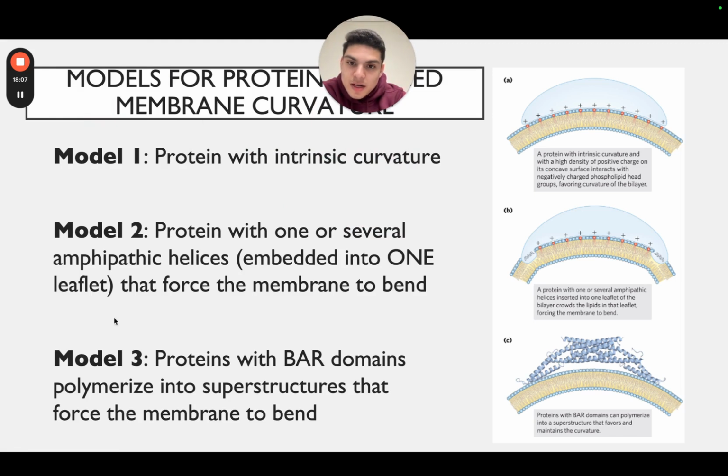So there's a couple models that allow for the membrane to be curved. The first one is protein with intrinsic curvature that allows it to interact with some of the polar groups on the hydrophilic heads. The second one is a protein with one or several amphipathic helices embedded into one leaflet that force the membrane to bend. So it's almost like they get a grip on the plasma membrane and then they squeeze it together to form that bend, right? And the last one is proteins with BAR domains that polymerize into superstructures that force the membrane to bend. And this is, you just have to memorize it.